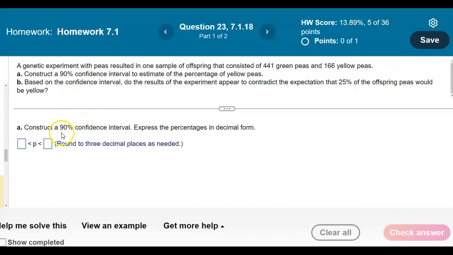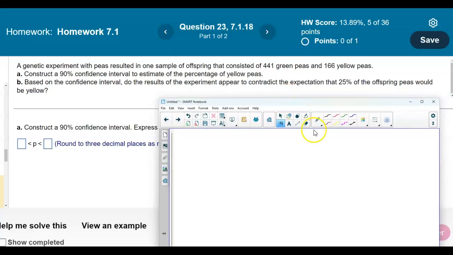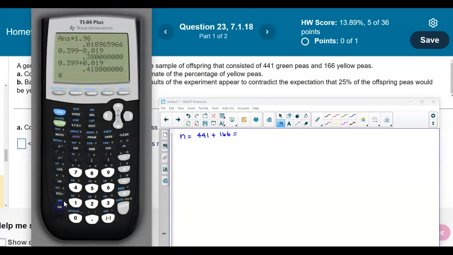So for the first part, we need to construct a 90% confidence interval and then express the percentages in decimal form. So first thing we need to do is determine how many there are total. In order to find how many there are total, we need to know the sample size. Well, the sample size is to add the green with the yellow. So that is 441 plus 166, and that gives us the total of 607.